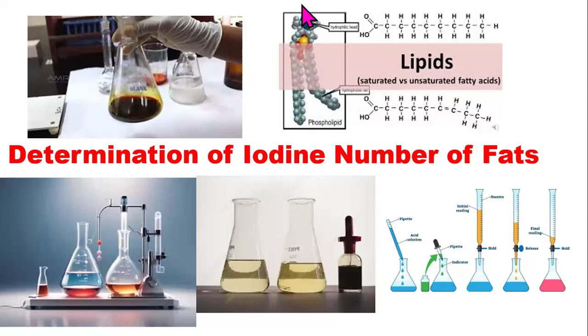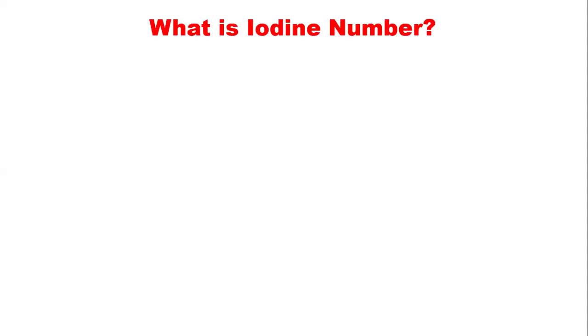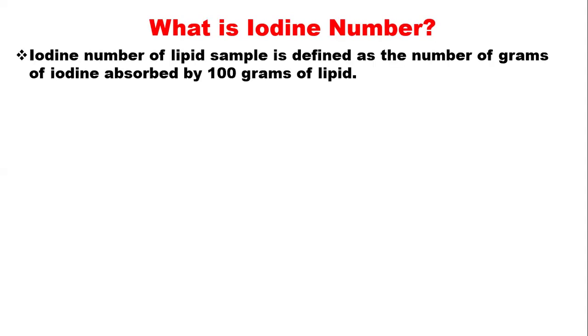Today we'll be discussing the determination of iodine number of lipids or fats. So let's first understand what iodine number is. Iodine number is defined as the number of grams of iodine absorbed by 100 grams of lipid sample. So it actually looks at the number of milligrams of iodine that is absorbed by a particular lipid sample.